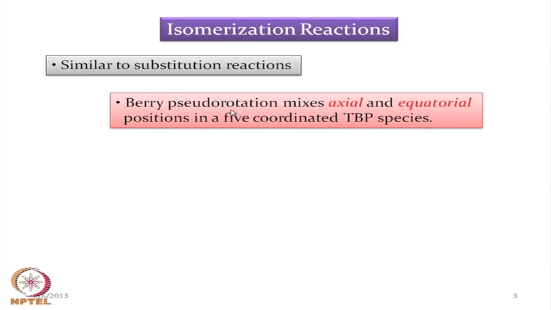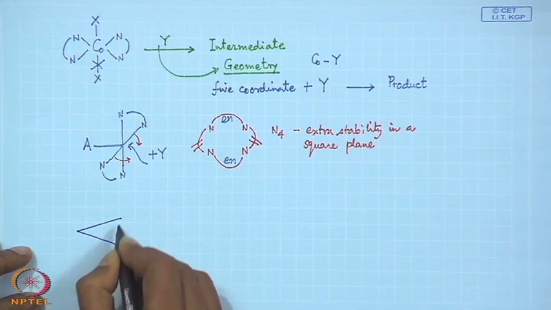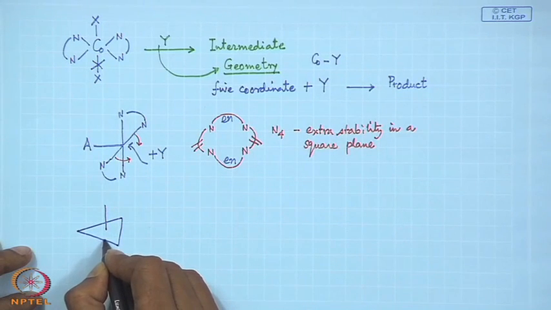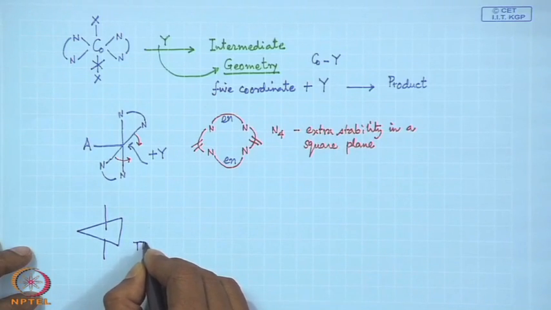So, one type of such thing can happen if we have a pseudo rotation type of thing, where Berry proposed this particular type of pseudo rotation. Berry pseudo rotation mixes the axial and equatorial positions of 5 coordinated trigonal bipyramidal species. So, if we get straight away a complex which is an intermediate, that means it is giving rise to the corresponding transition state for our discussion, where the geometry is trigonal bipyramid.